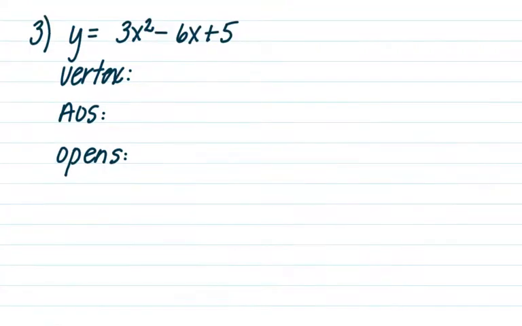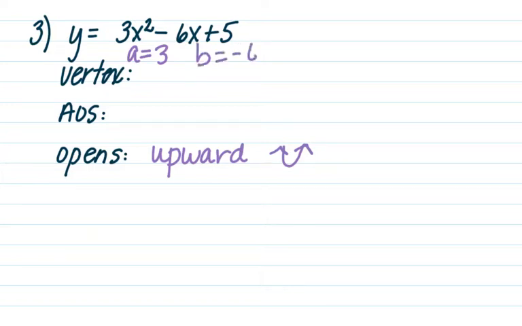All right, number 3, we have y is equal to 3x squared minus 6x plus 5. Let's just try something different on this one. Let's do the opens up or down first. Well, our A is a positive 3, so it's positive, so we know it opens upward because A is positive. So it doesn't matter what order you find this information in. That's really what I'm trying to show you here. And our B is a negative 6.